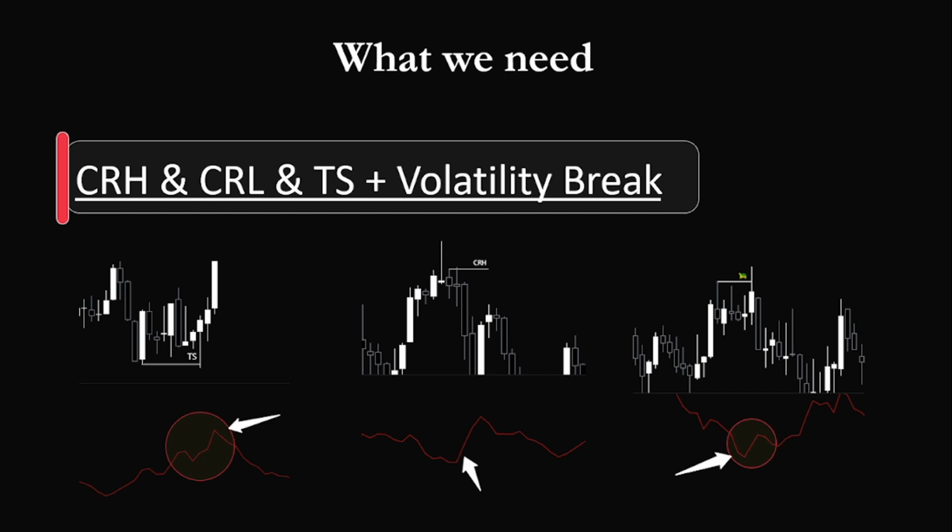What we need: candle range high, candle range low, or turtle soup plus a volatility break at the same time before our entries. It gives us the confirmation that it was the actual manipulation which brought volatility to the market.